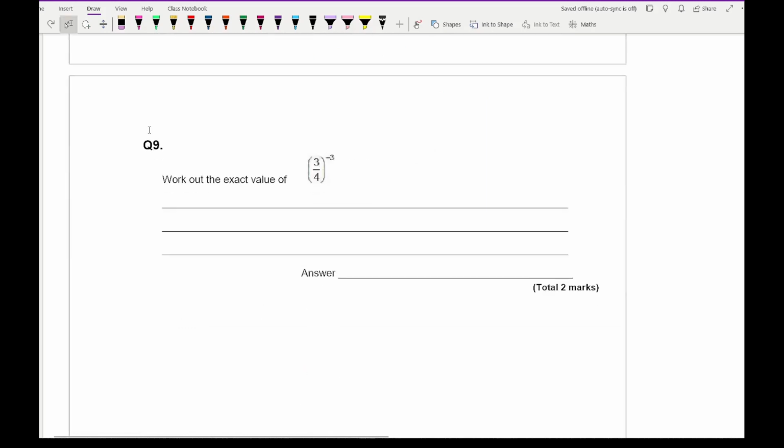Then moving on to question 9, which then looks at indices. So here we've got 3/4 to the power of minus 3. Now, when you do the reciprocal, what this basically equals is 1 over 3/4 to the power of 3.